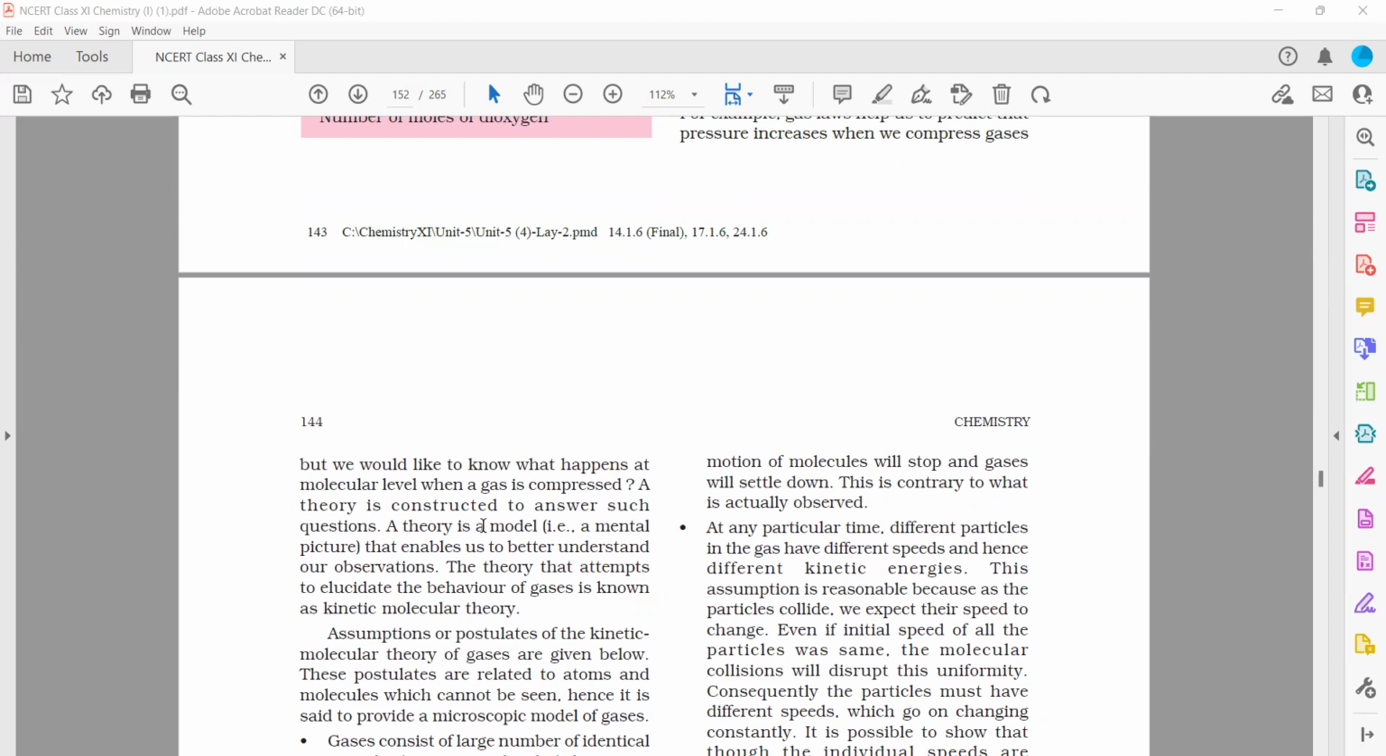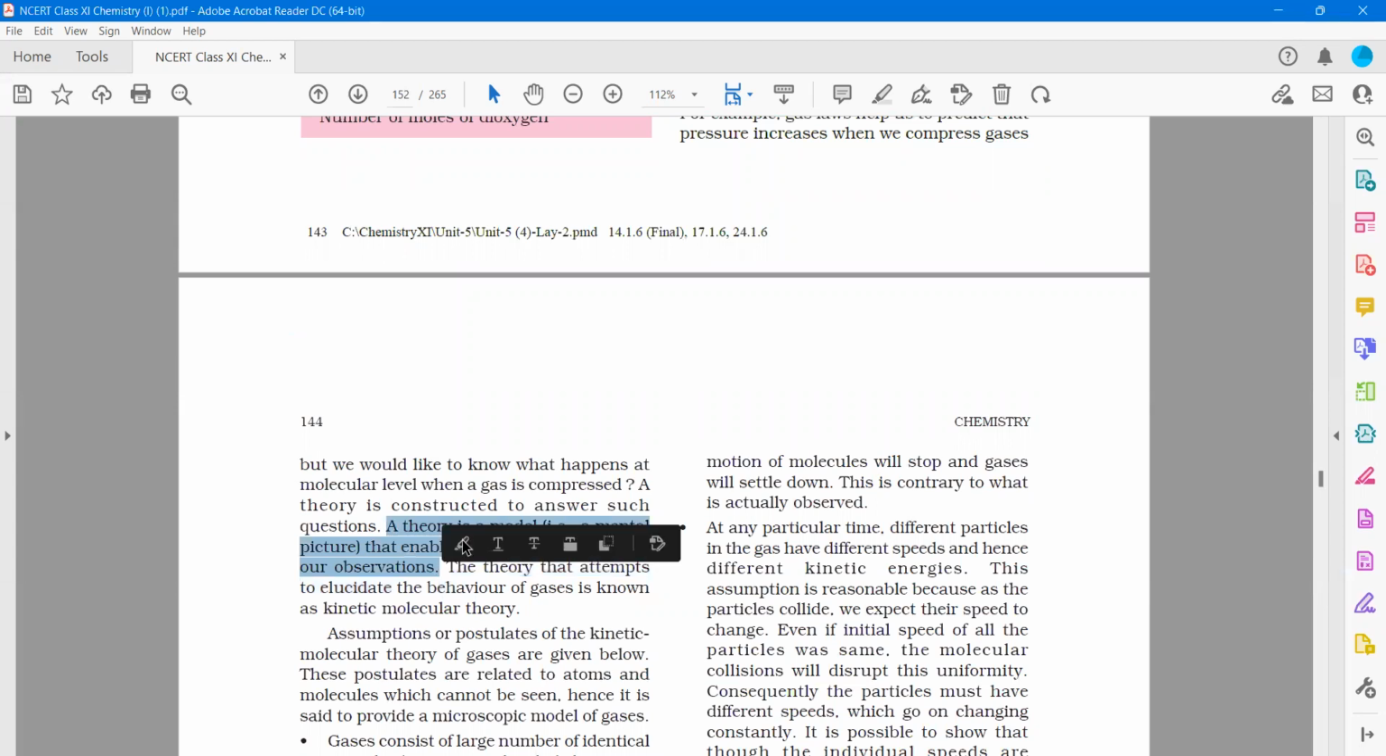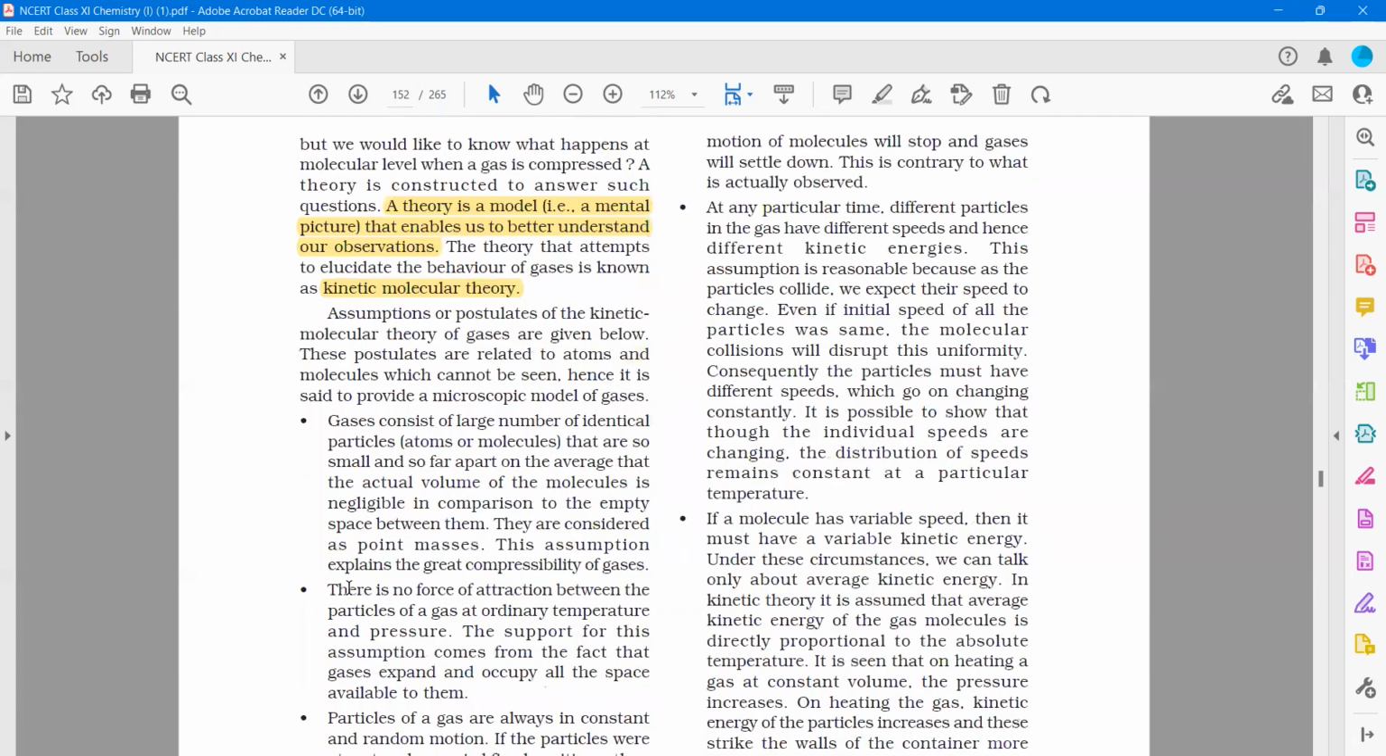So a theory is constructed to answer such questions. A theory is a model, that is, a mental picture that enables us to better understand our observations. So at higher pressure, when you compress the gas, pressure is increasing. This is one of the observations. But when you give a theory for this, then you can better understand this observation. The theory that attempts to elucidate the behavior of gases is known as the kinetic molecular theory. This theory will tell you what actually happens at the molecular level for such laws.